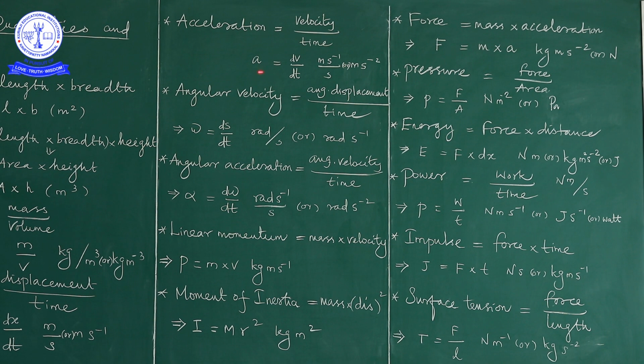So the major difference between velocity and acceleration is that velocity is the rate of change of displacement, while acceleration is the rate of change of velocity. So what is the expression for acceleration? A is equal to dv by dt. Here dv is the change in velocity, and dt is the change in time.